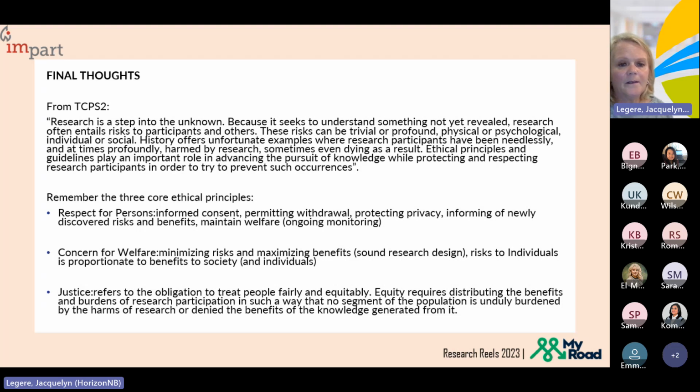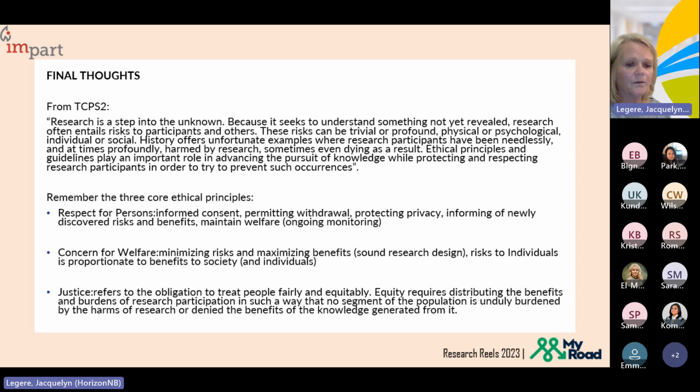The ethical principles and guidelines really play an important role in advancing the pursuit of knowledge while protecting and respecting research participants in order to try to prevent such occurrences. So, to remember the 3 core principles: respect for persons, get informed consent, let them withdraw if they want to, protect their information, and let them know if something new happens that might be relevant to them, because they might say, hey, I'm out, I don't want to do this anymore. And concern for welfare: watch things as they're going along, minimize the risk and maximize the benefit. Make sure the research design is really sound, and make sure there are proportionate benefits and risks to society and individuals.